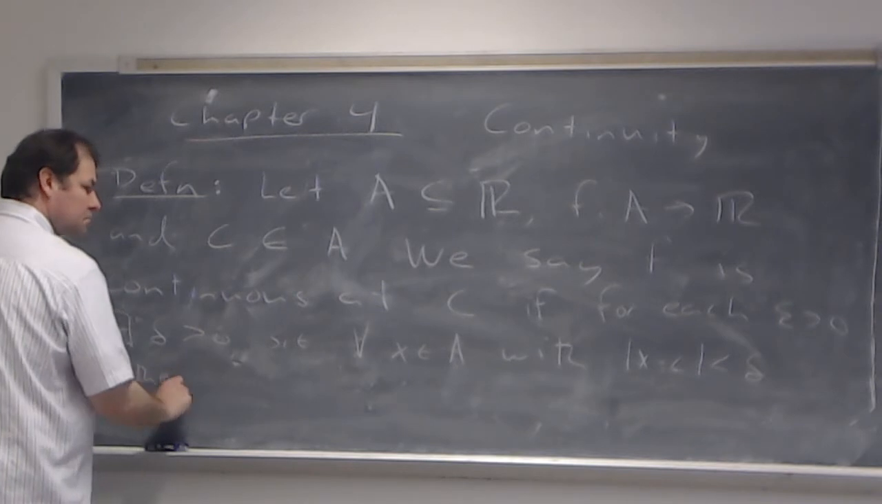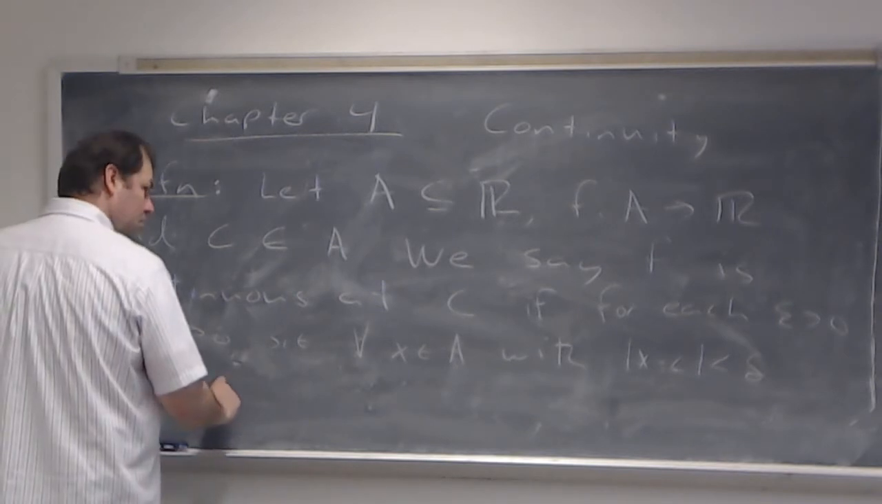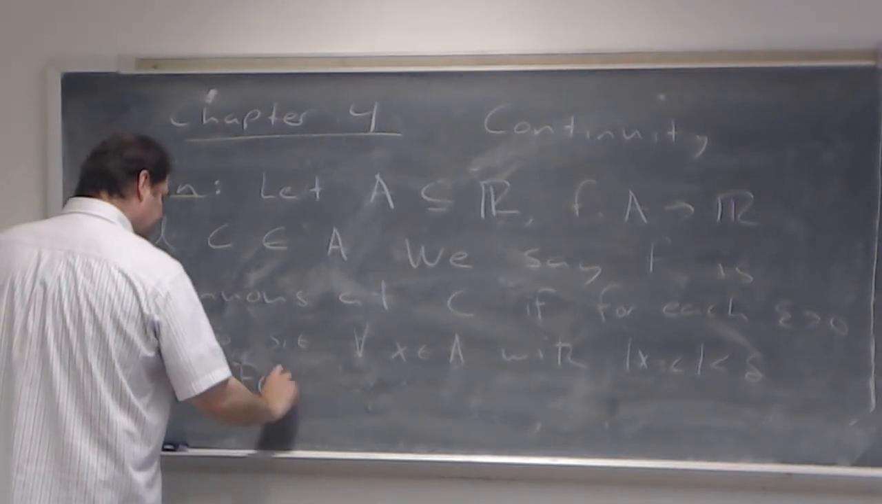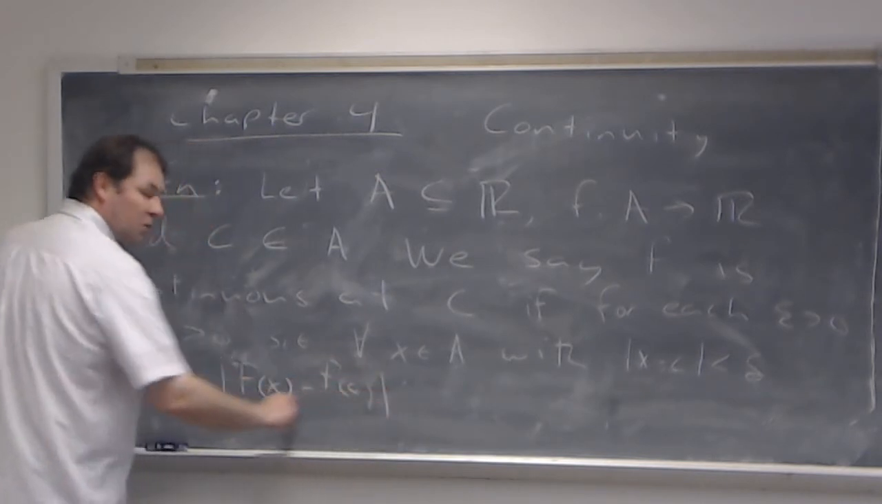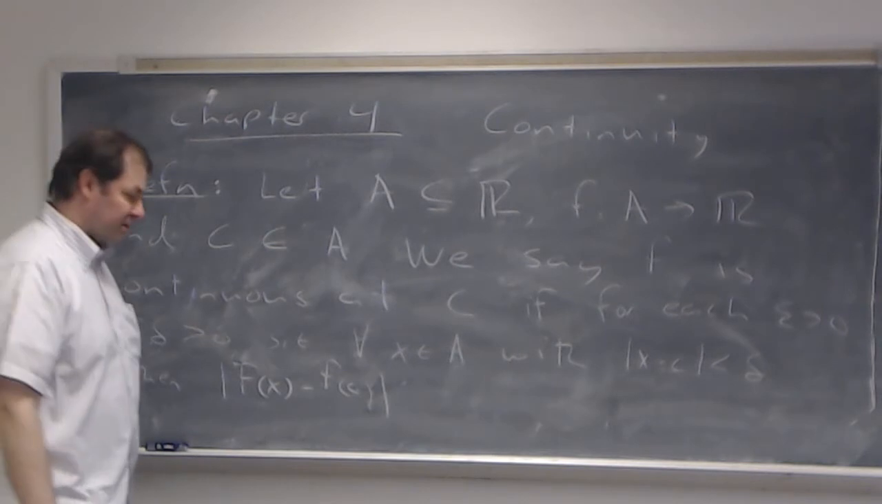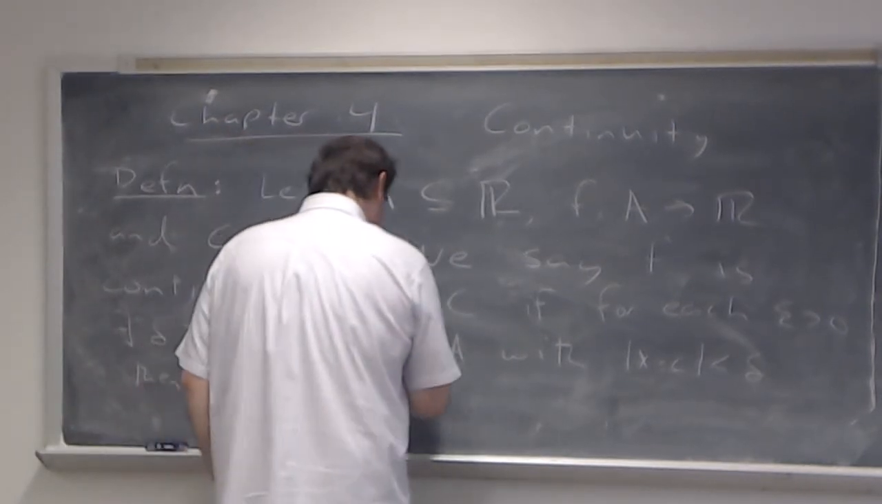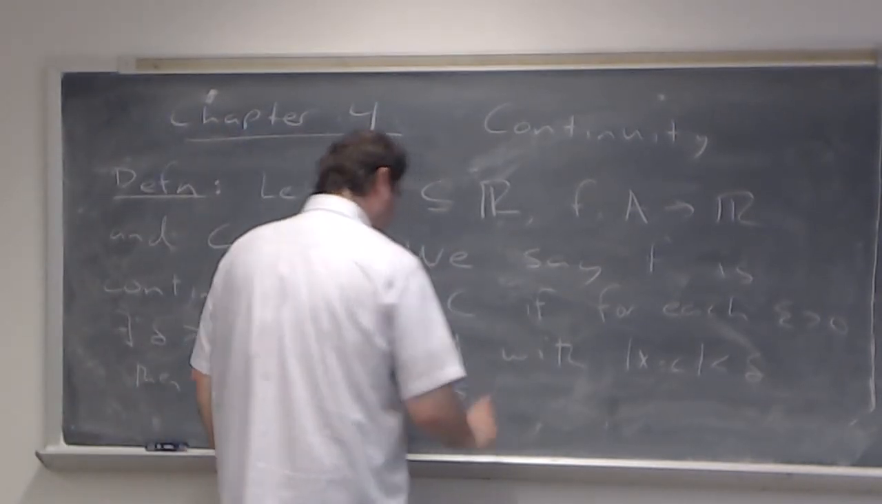Then absolute value of f of x, here's another difference, minus f of c. Normally we put L for limits of functions, but here it's f of c, will be less than epsilon.